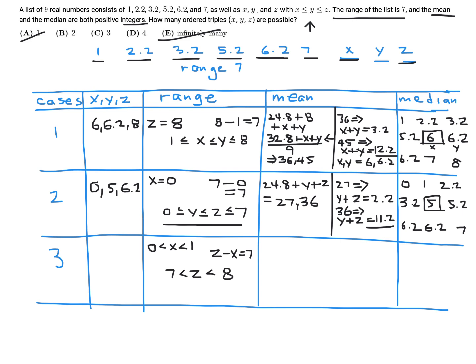So we can just shift to the median part. X is the smallest this time. And we have the 1, the 2.2, we have the 3.2, then we have this median, and then we have the 5.2, the 6.2, the 7, and then the z. So what can we do here? Well, we got to do the mean, right? The mean is 24.8.